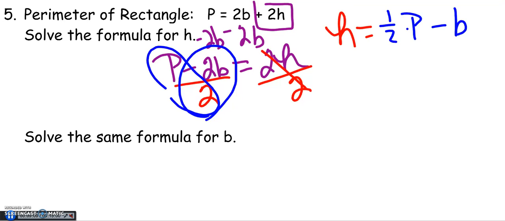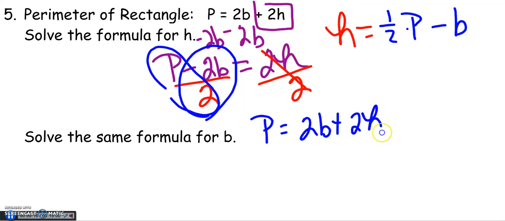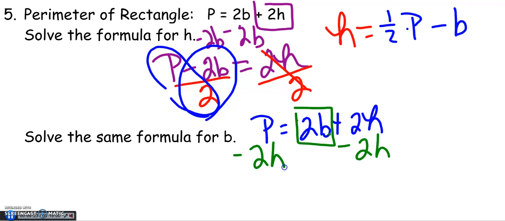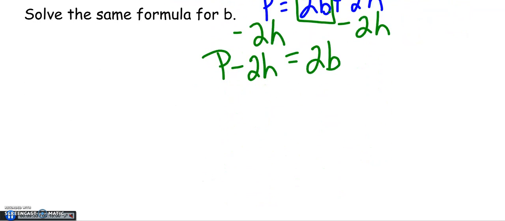If we did this same formula, only this time we're solving for b, it would be similar to that, but just a little bit different. So our b is in this piece, so we would need to start by subtracting the 2h. Again, we don't have like terms on this side, so we're going to have to subtract our 2h. And then our last step is going to be to divide everything by 2. So they cancel out here.